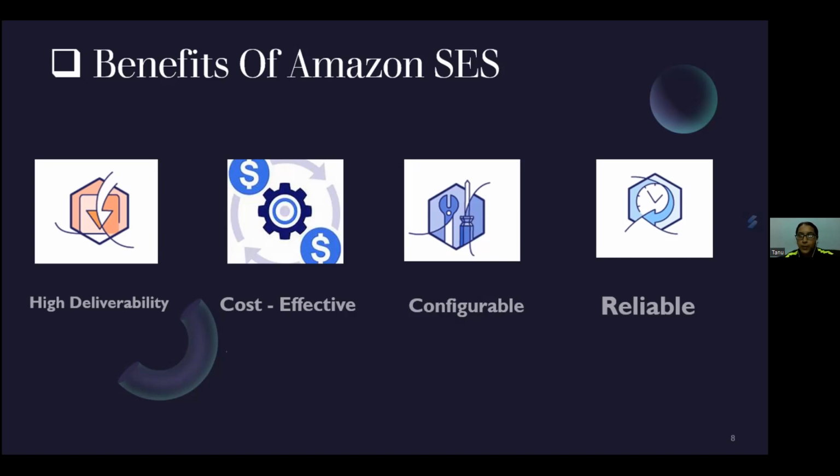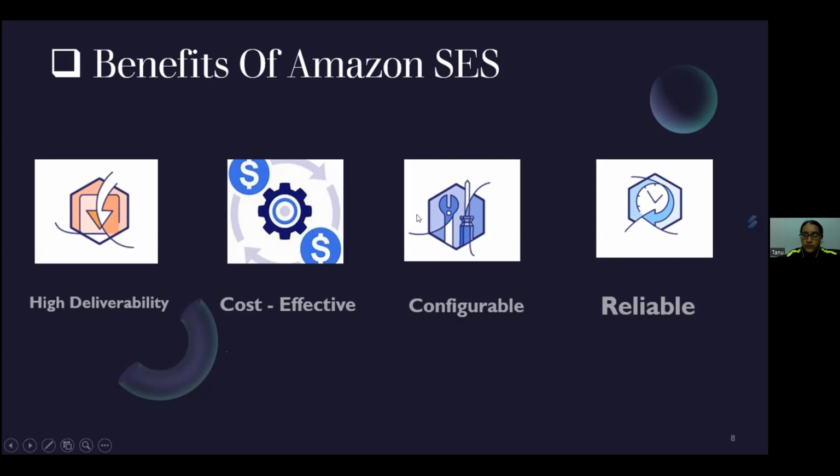Now coming to the third point, which is configurable. It refers to the settings and control over how to configure and set up the email messages. The last main point is reliability. Reliability in Amazon Simple Email Service refers to the availability of the service to send mail consistently and without any interruption. These are the four main benefits of Amazon Simple Email Service.